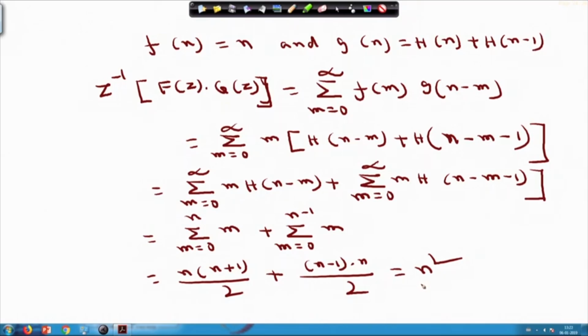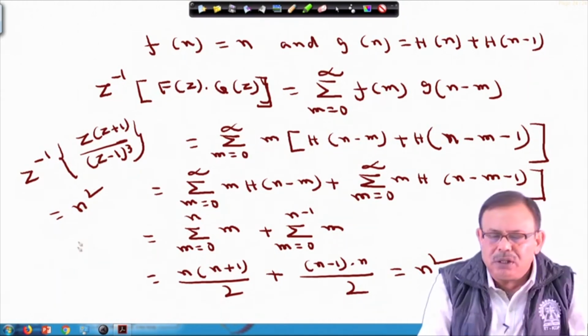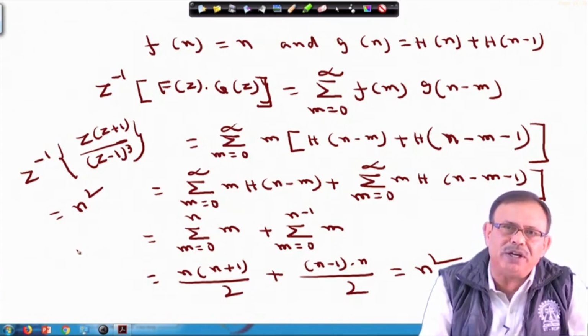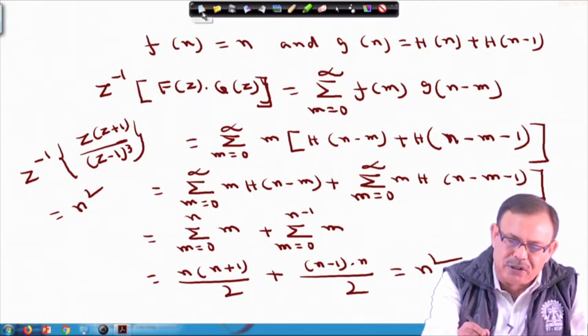Therefore, according to the problem, your problem was to find Z inverse of z into (z plus 1) by (z minus 1) whole cube. So, this value is n square. That is, the value of n square, if I take the Z transform of n square, is this. So, I hope it is clear how to find the function itself using the inverse Z transform. That is quite clear from here.